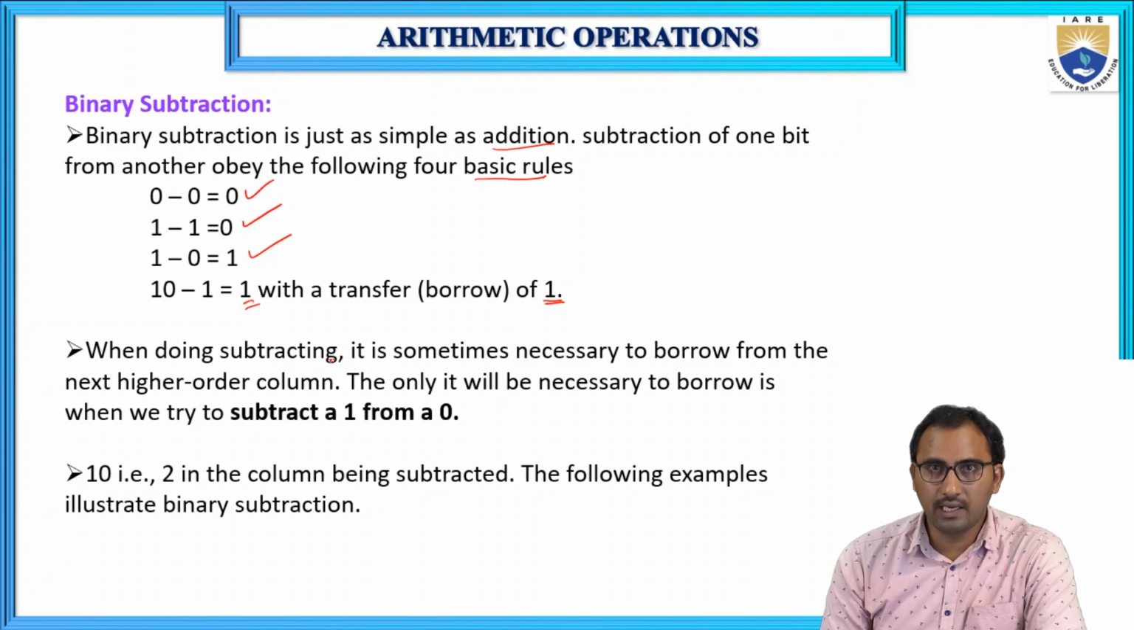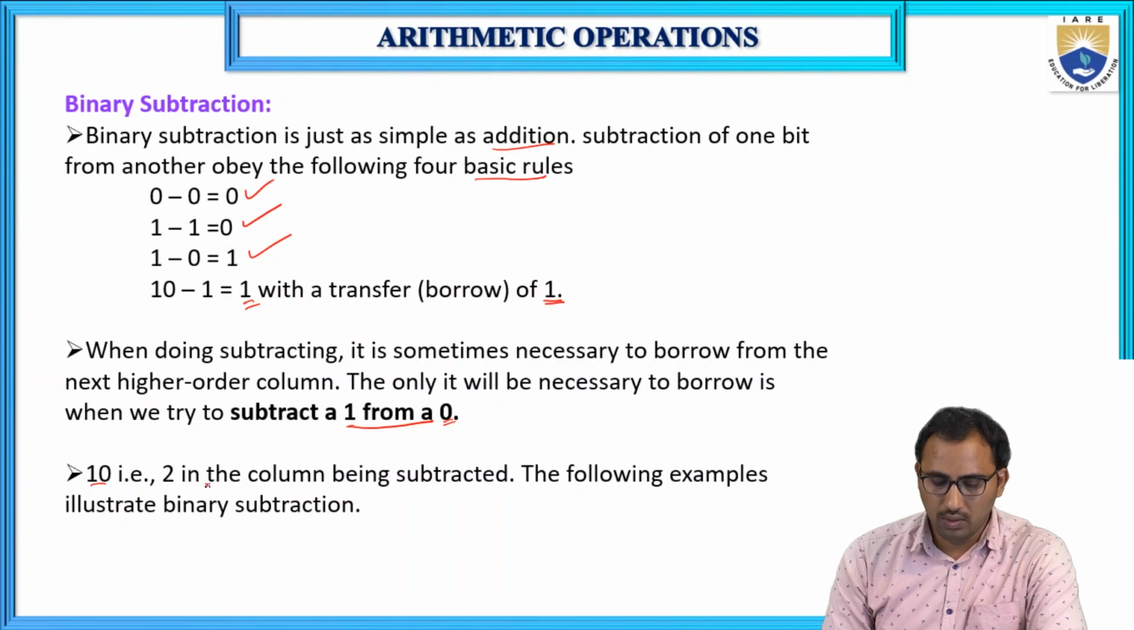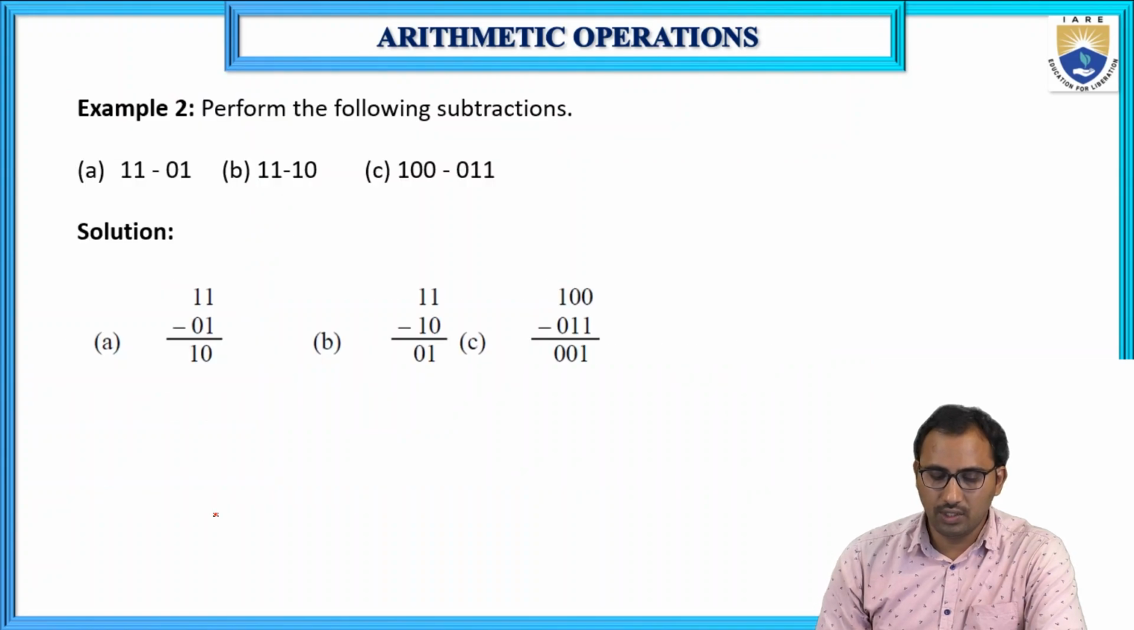When subtracting, it is sometimes necessary to borrow from the next higher order column. It will be necessary to borrow only when we try to subtract 1 from 0. So we take the borrow only if we are subtracting 1 from 0, and in that case we consider the borrow from the next higher order column. 10 means 2 in the column being subtracted. The following example illustrates the binary subtraction, so here you can see how we can perform it.